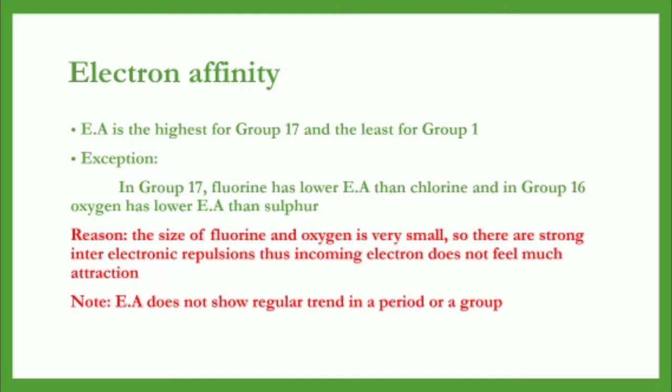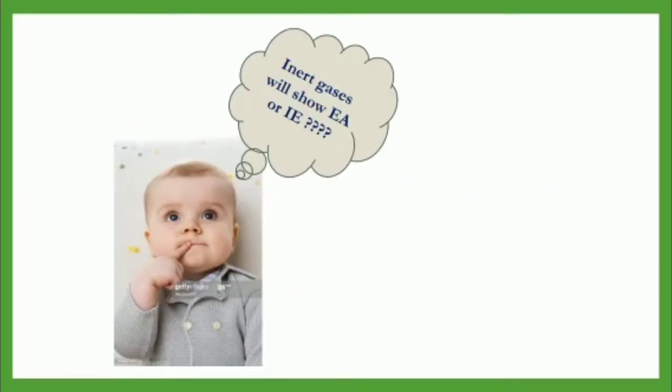Now just think and tell me whether the inert gases will show electron affinity or ionization energy, whether any changes will be there, because noble gases have a stable electronic configuration. Whether it has ionization potential or else electron affinity. Think and tell. This baby is thinking, so you also think and tell the answer.